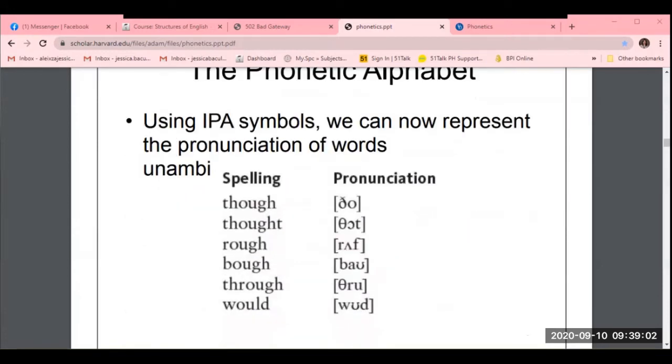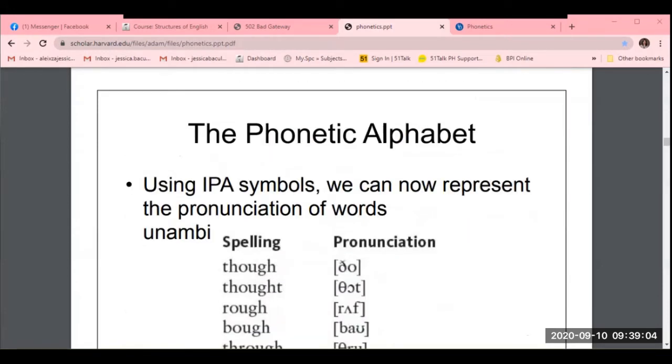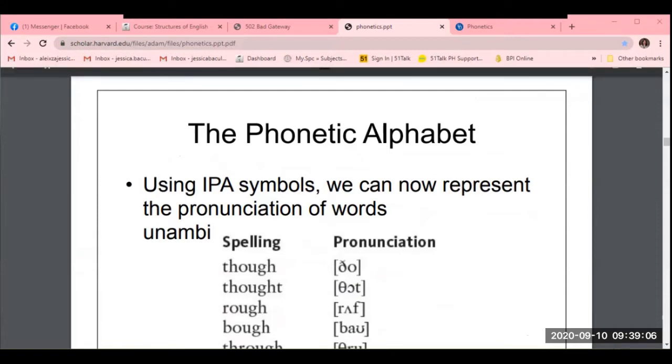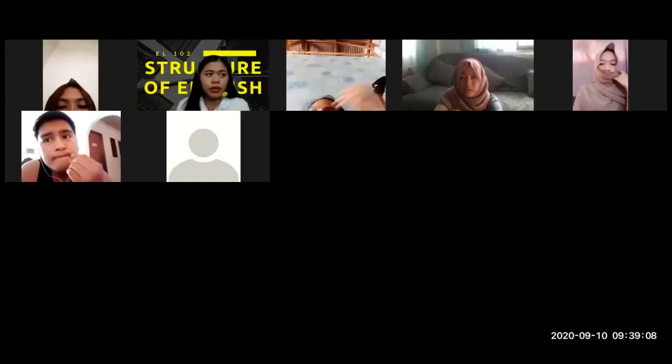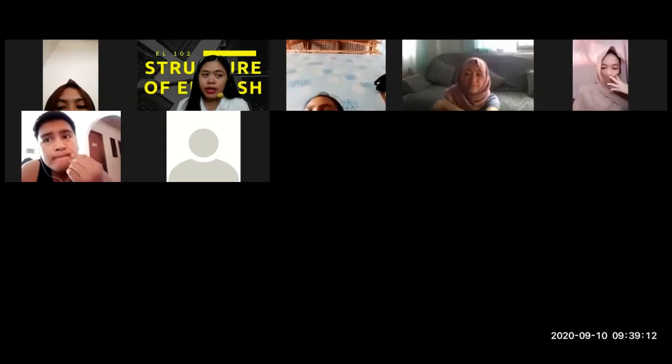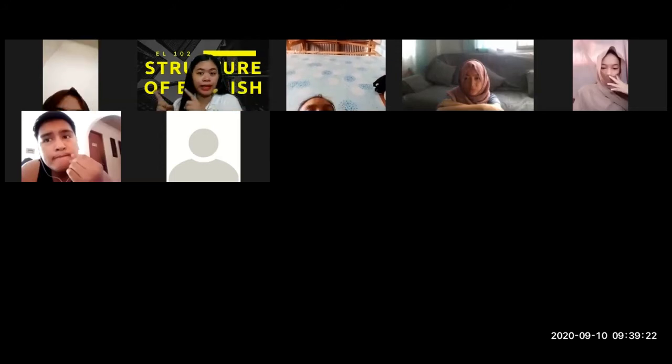Okay, so although there are these symbols that would be represented to indicate how a word is pronounced, each word has also different spelling. Same as a transcription of a word, there are also different kinds of regular spelling in English.